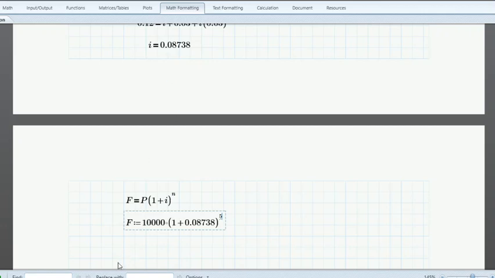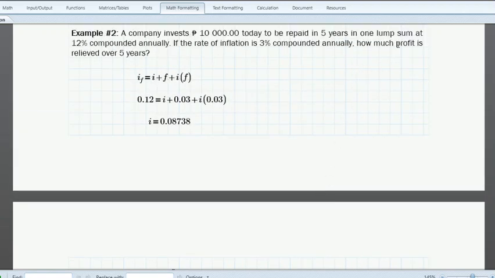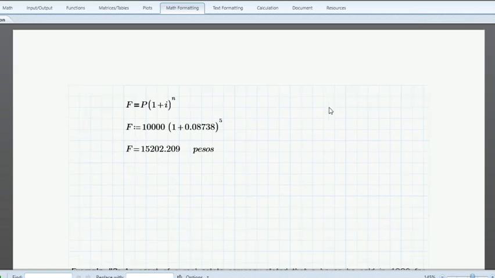Okay? So, the value of our F or the future amount of your investment is 15,202.209 pesos. This is not the final answer pa. Bakit? Kasi this is the future amount. The problem wants to know the profit lang naman, magkano yung kinita. So, how are you going to solve for the value of the profit? Magkano ba yung kinita niya?